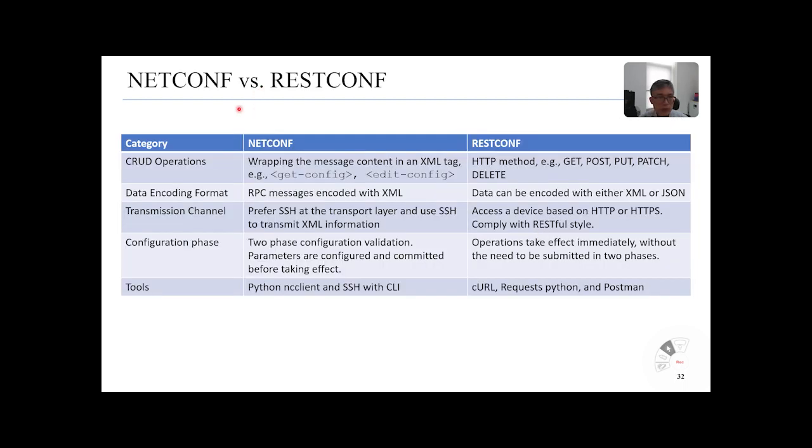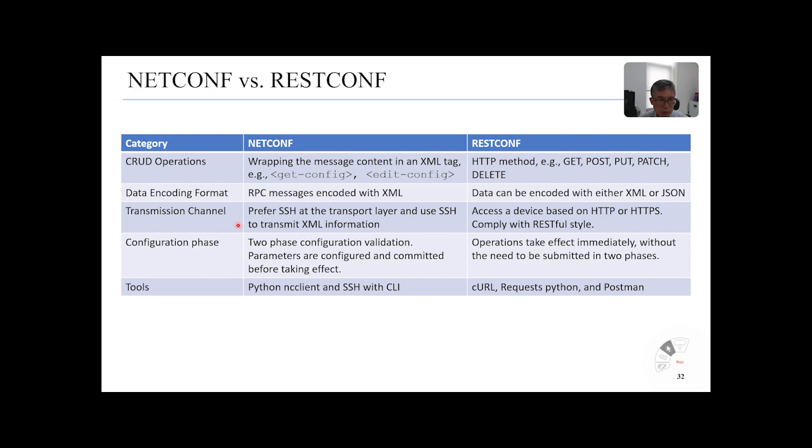So this table compares NETCONF and RESTCONF. The basic concept is the same. They both provide CRUD: create, read, update, delete operations. NETCONF uses get-config or edit-config. On the other hand, RESTCONF uses HTTP methods like get, post, put, patch, delete. NETCONF encodes using XML, while RESTCONF supports XML or JSON.